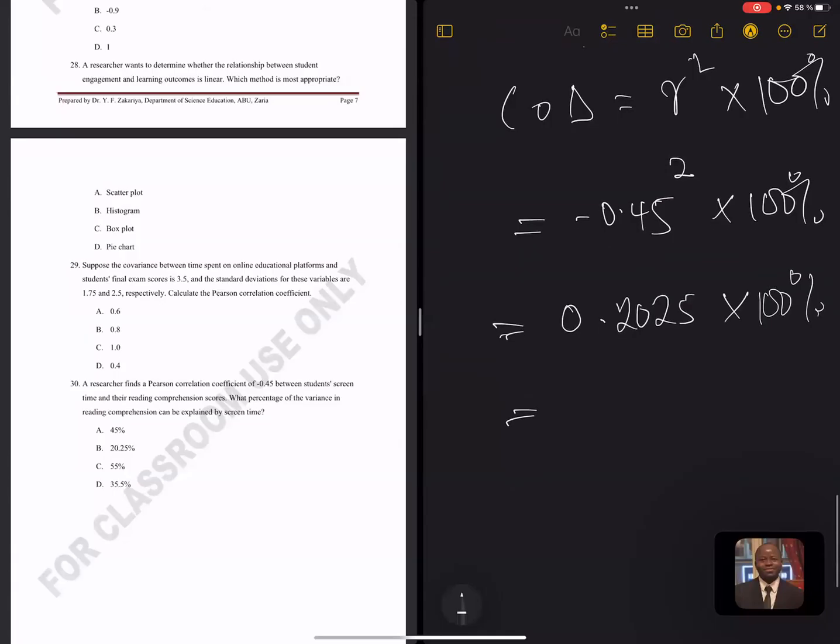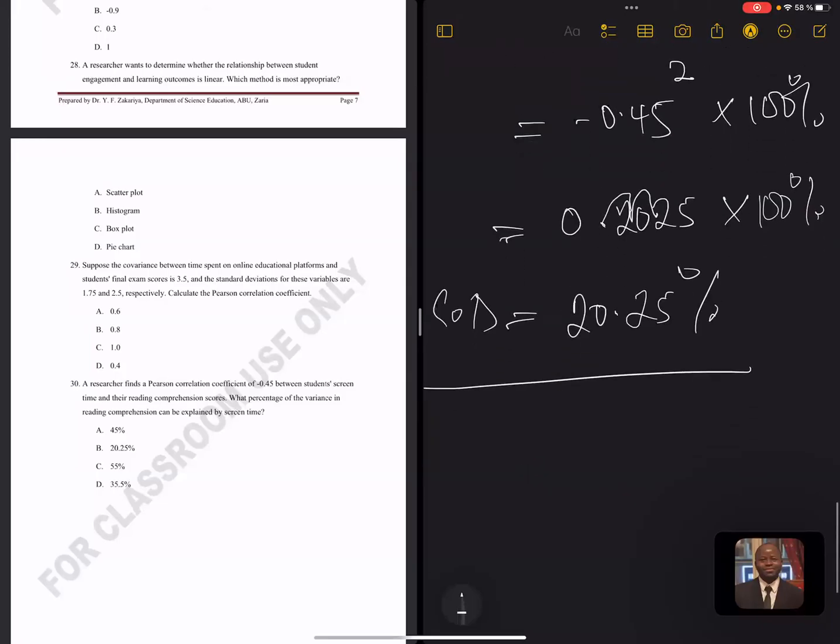Whenever you are multiplying by a multiple of 10, you shift the point forward in accordance with the number of zeros. Here we have 2 zeros, so I shift the point 2 places. So the coefficient of determination, or the percentage of variance shared by the two variables, is 20.25%. So the right answer is option B. Are we okay, everybody? Yes, sir.